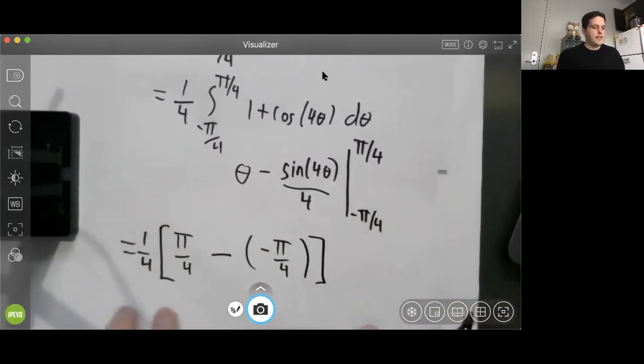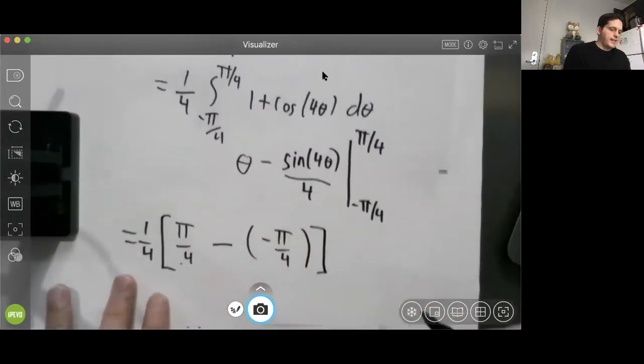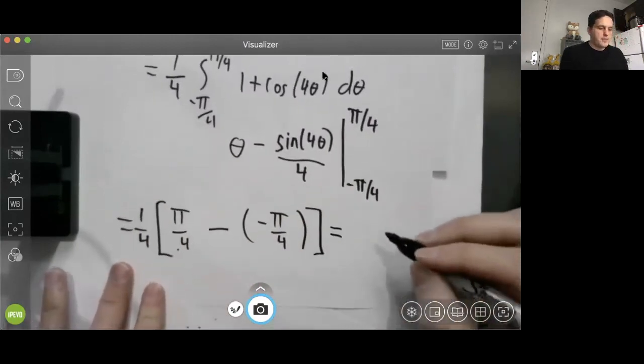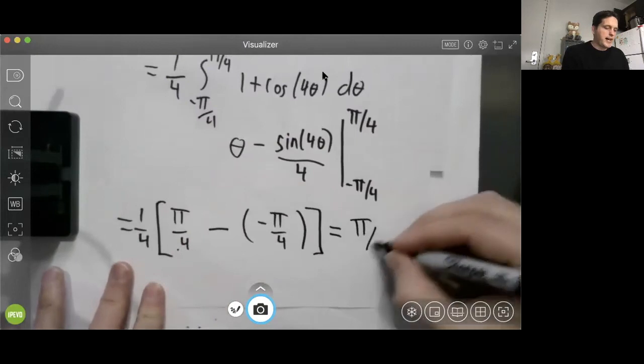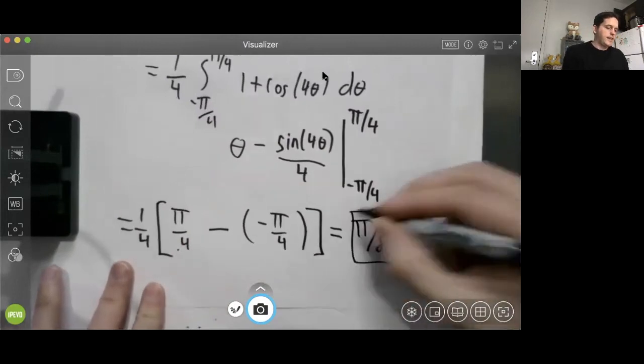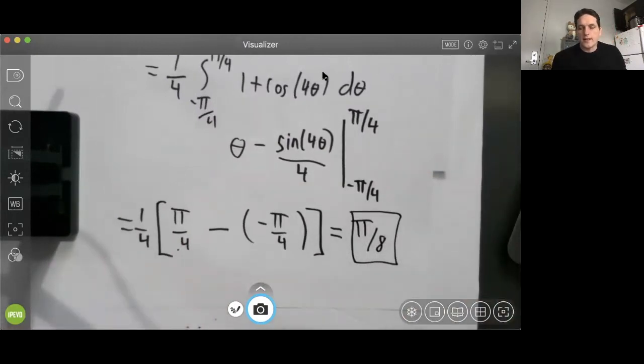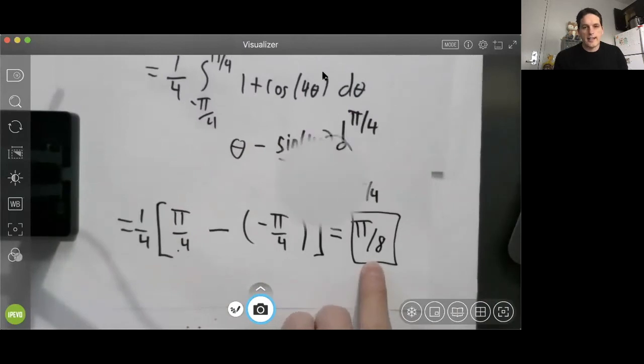So this is what we get. And when we simplify this, it is equal to pi over 8. So that's our final answer. The area of the first petal of our 4-petaled flower is pi over 8.